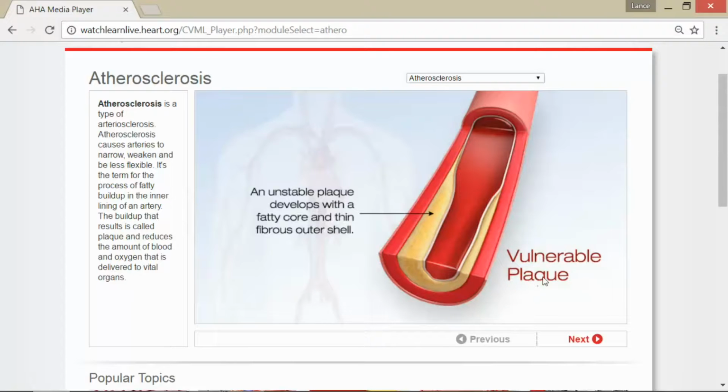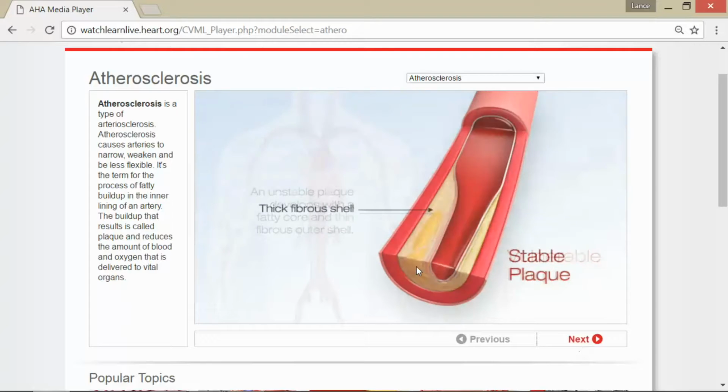This becomes vulnerable plaque for the next picture I'm going to show you, because it starts to develop a thick fibrous shell over that plaque. Now the plaque is stable, but you can see the blood flow is definitely restricted there.